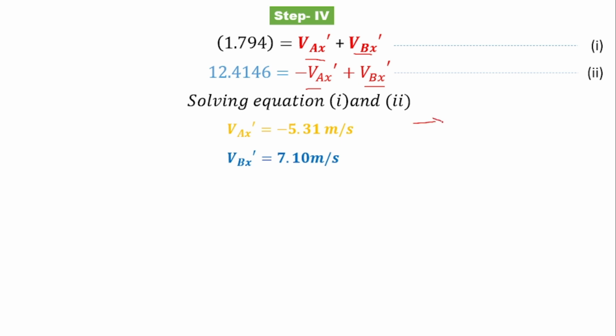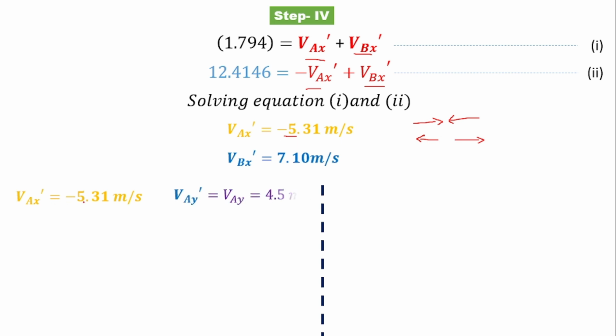Object A is traveling in this direction and object B is traveling in this direction, right? But now after the impact they have changed direction. This is traveling in the negative direction and this is traveling in the positive direction. So these are the directions after impact. Now we'll find out the respective velocities. So Vx dash is equal to minus 5.31 meter per second.